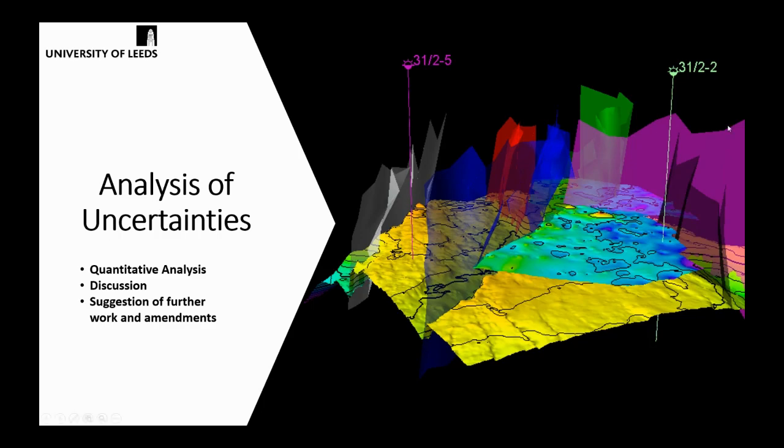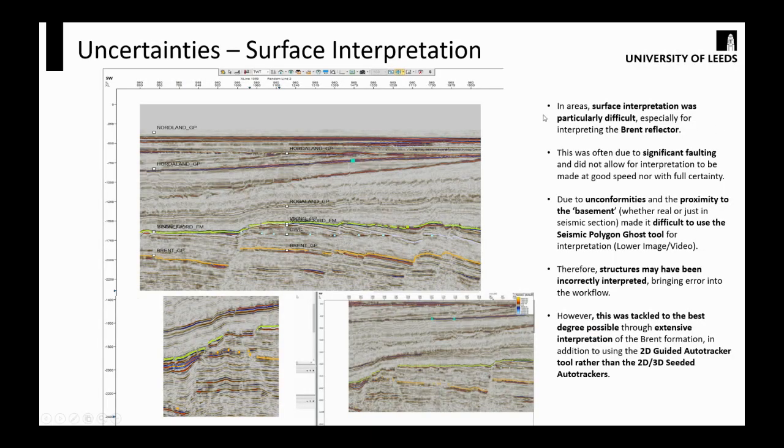So starting off with just the surface interpretation, there were some parts that were particularly difficult to interpret, especially the Brent reflector, for example. At the bottom here I've shown an instance of me using the ghost tool, but not really finding much success in being able to ascertain between the Sonny field and the Brent layers here. It's quite tricky to understand across one major fault.